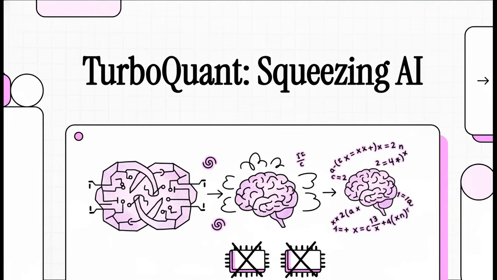Today, we're talking about a huge breakthrough from Google called TurboQuant. This is a brand new algorithm that's tackling one of the biggest, most expensive problems in AI right now. And what's really cool is, it's not doing it with bigger, faster chips, but with some incredibly clever math. So how does it all work?